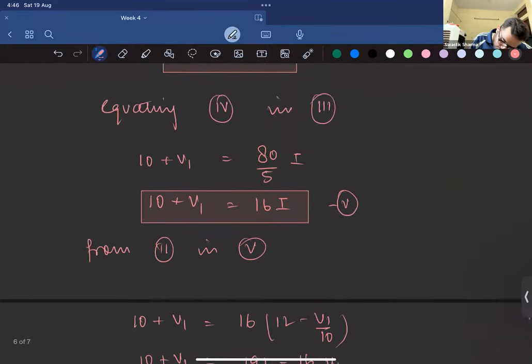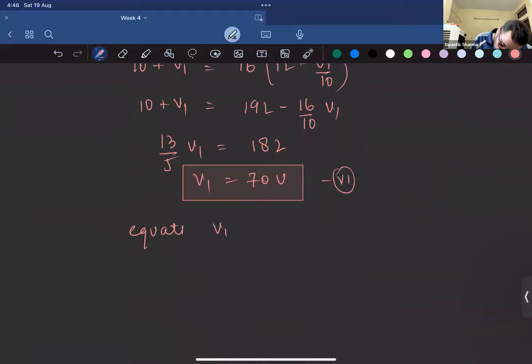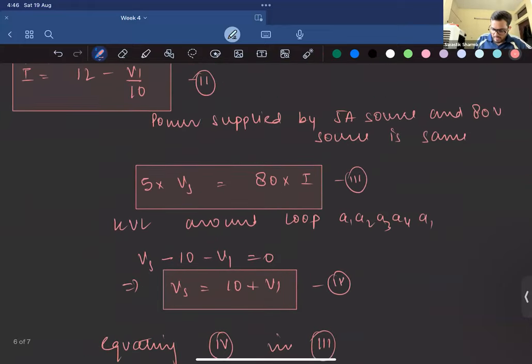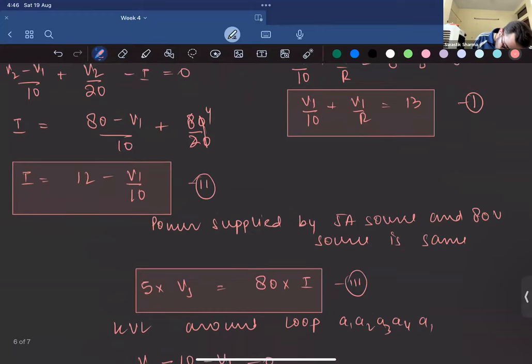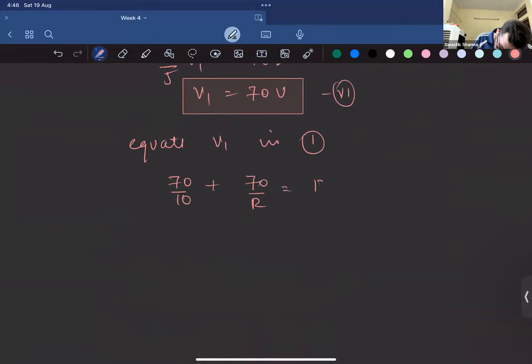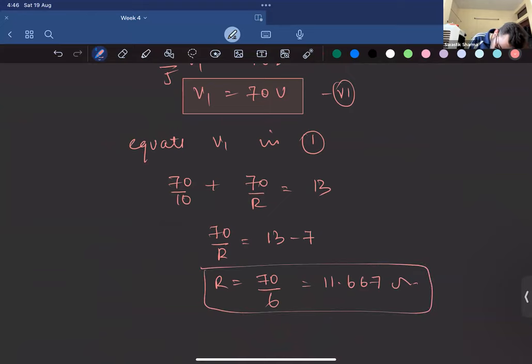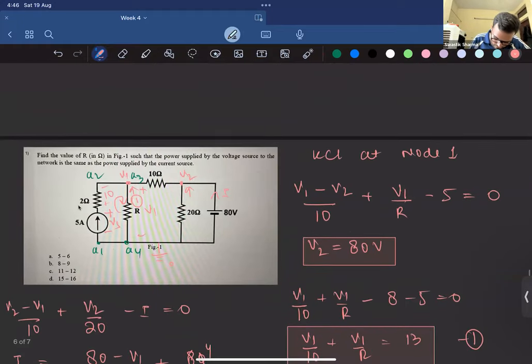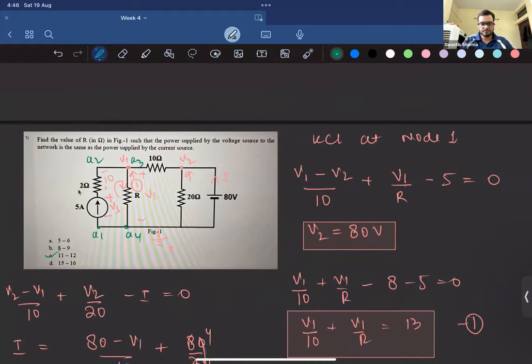So let's substitute V1 in equation 1. So what is it? 70 by 10 plus 70 by R equals 13. That means, right, R comes out to be 11.6667 ohms. So the answer is C, right? 11 to 12.